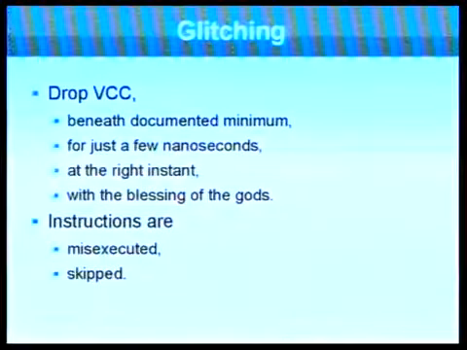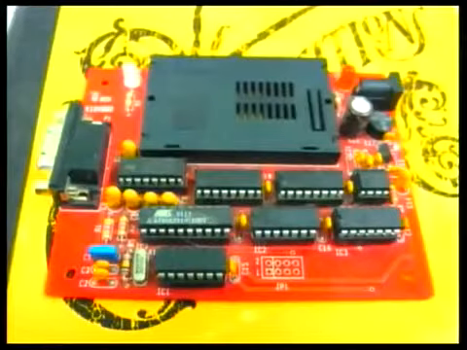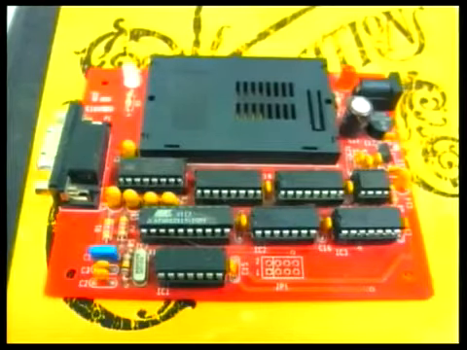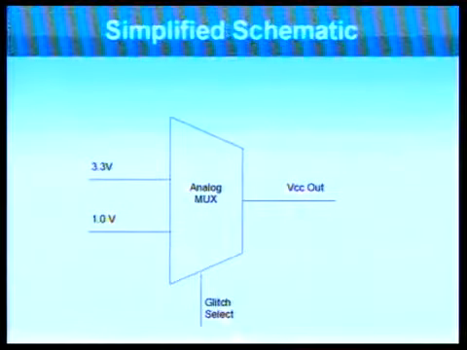Some other fun stuff that you can do. You can drop the voltage to the victim chip beneath the documented minimum voltage just for a bit, and then bring it right back up. And if you're lucky, on any given attempt, you do lots of attempts to get this to work, you can mis-execute or skip instructions. This is a commercial device, semi-commercial, for doing that to smart cards. Satellite TV pirates use this to re-enable a smart card that's been disabled.